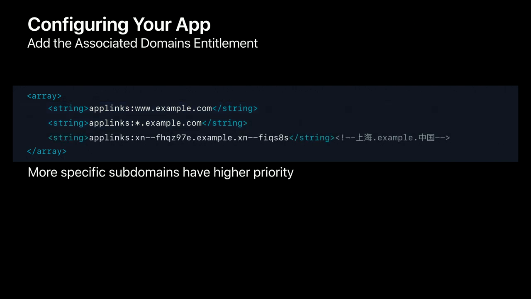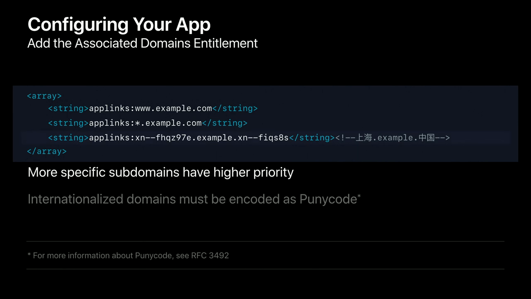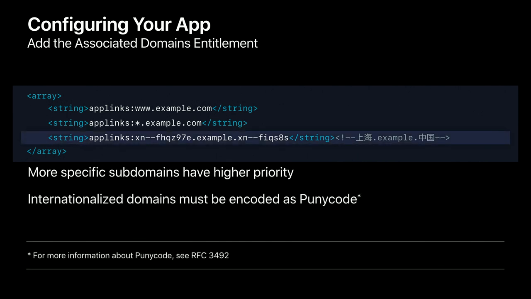Finally, here's an example of an internationalized domain. Since URLs are always ASCII, your internationalized domain names will need to be encoded using Punycode. For more information on Punycode, see RFC 3492.